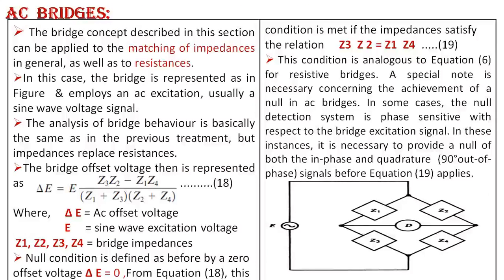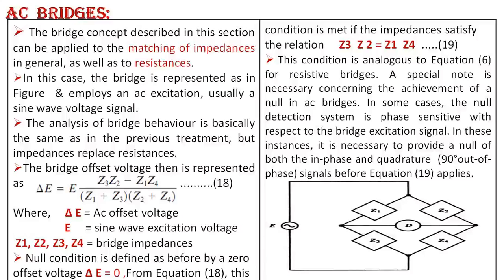In this case, the bridge represented as in the figure employs an AC excitation, usually a sine wave voltage. The analysis of bridge behavior is basically the same as in the previous two, but resistance is replaced by impedance. The bridge offset voltage is then represented as delta E = E (Z2 Z3 - Z1 Z4) / ((Z1 + Z3)(Z2 + Z4)). So delta E is the AC offset voltage.